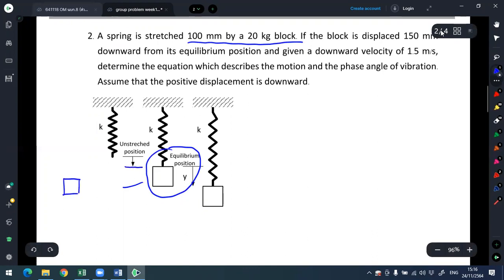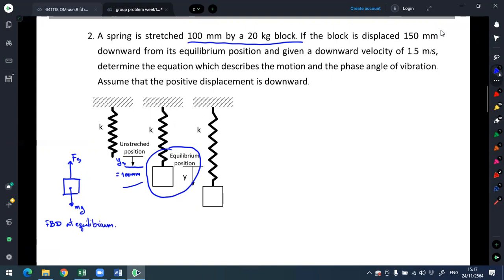Okay, it means that this length, this position, is ys. The deformed length from the unstretched position is equal to 100 millimeter. So for the free body diagram at the equilibrium position, we have the spring force and the gravity, that is mg. This is the free body diagram at equilibrium.